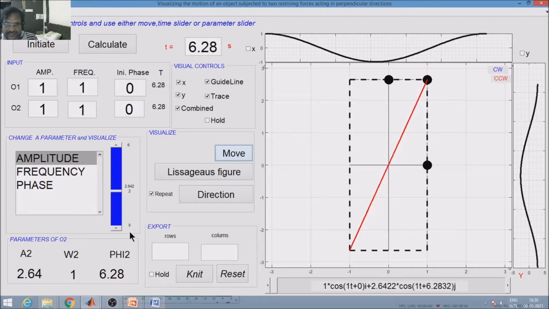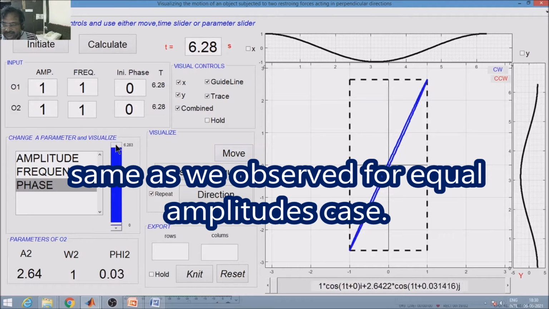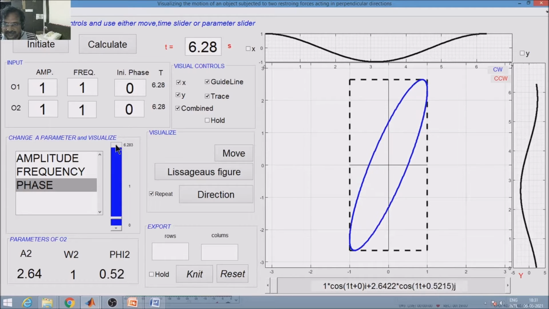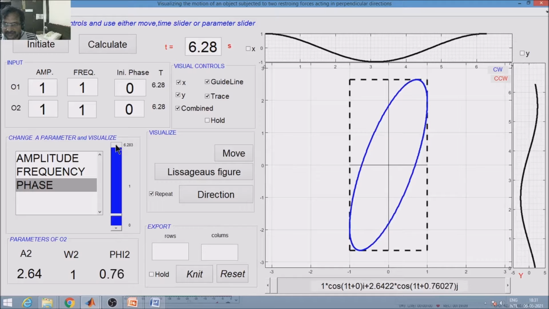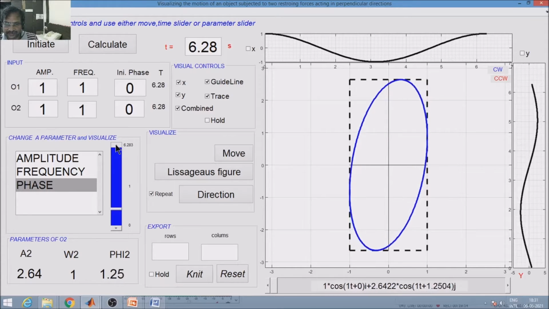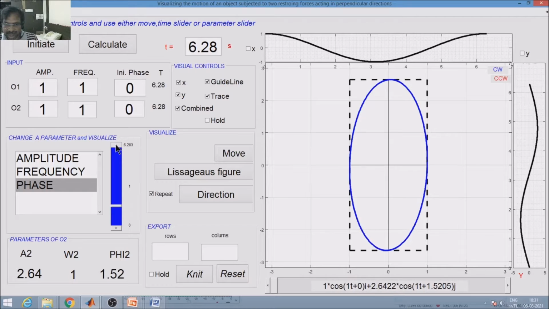So here again, if we change the phase, the effect would be the same. We'll do a faster one. See, first it starts to bulge. Now here we'll not get a circle because A1 is not equal to A2. At 1.57 we get an ellipse. If A1 was equal to A2 we would have got a circle, but now it is an ellipse with the y-axis as the major axis.